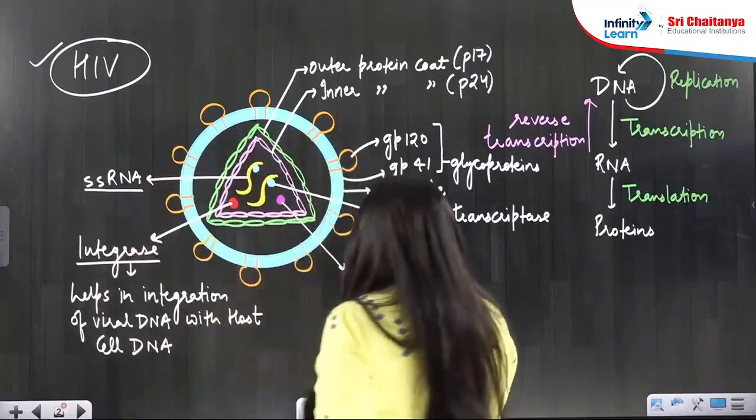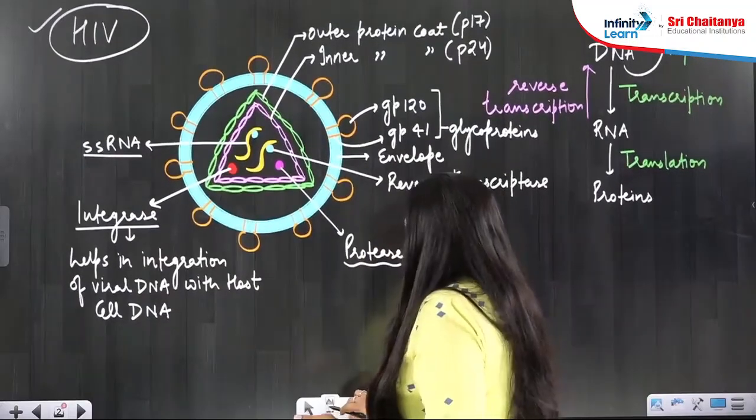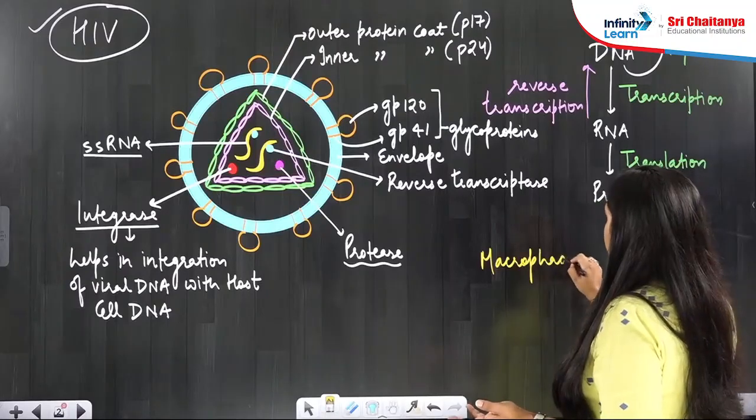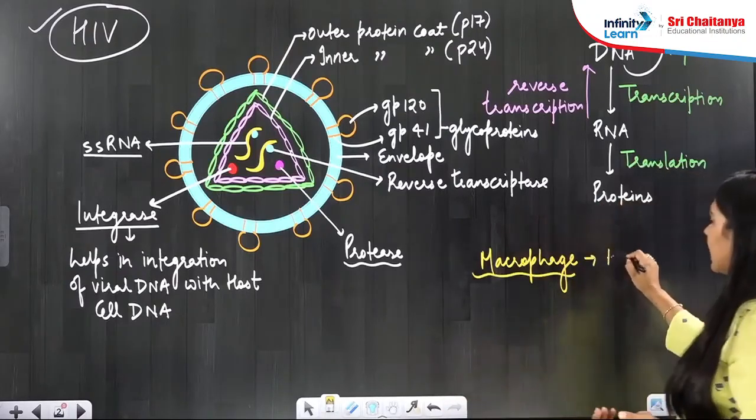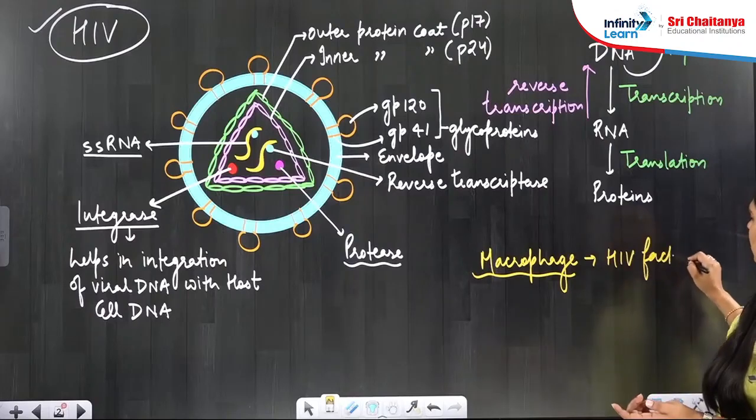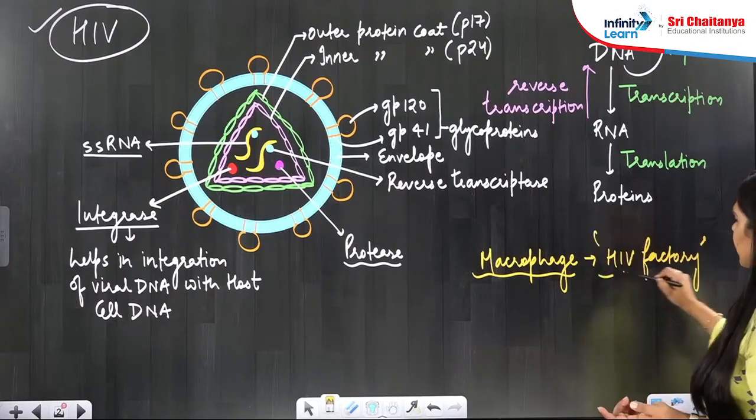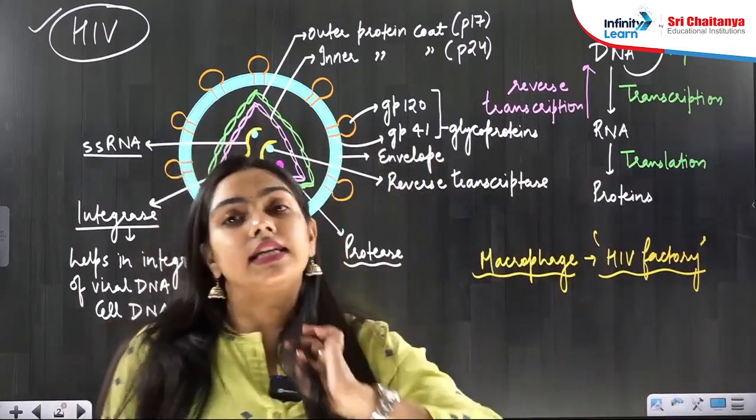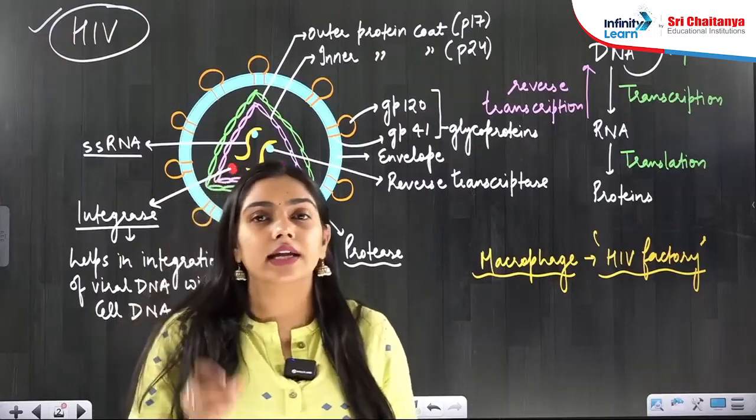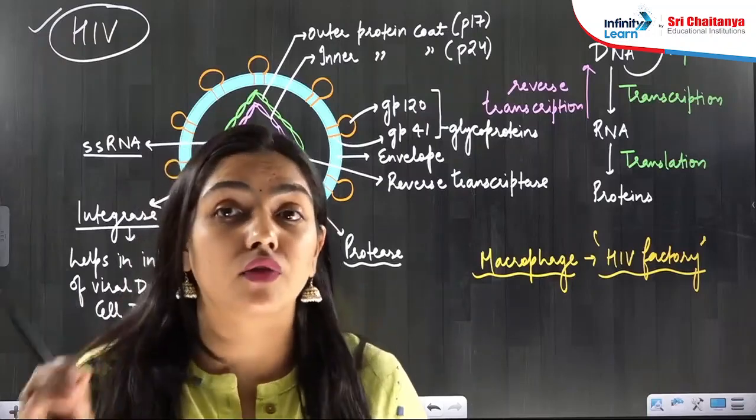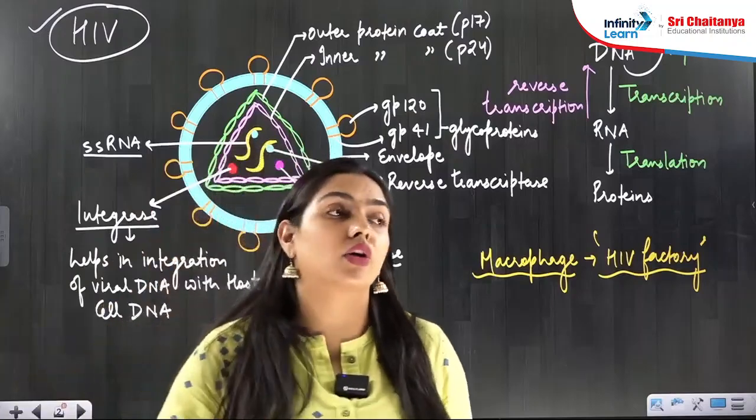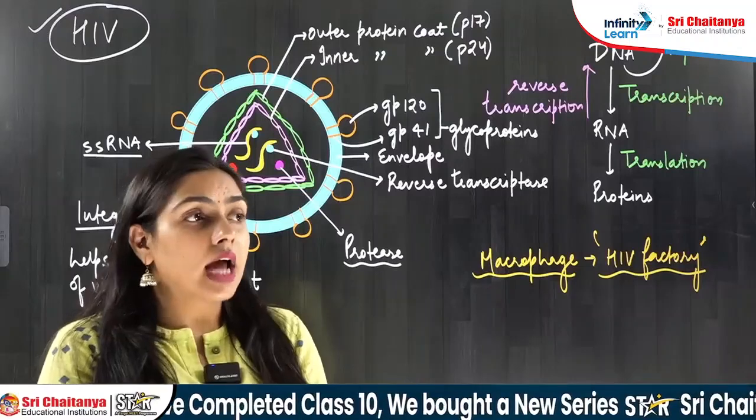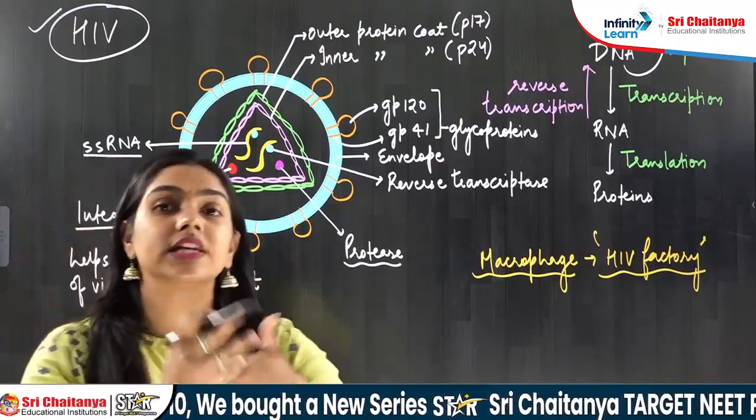That is why we say macrophages are the HIV factory. If somebody asks you which cell acts as the HIV factory? Tell me in the chat section. Macrophage. The same is happening in the T helper cells also, but in NCERT it is written HIV factory for macrophages. So you have to remember macrophages act as the HIV factory. Very important question.